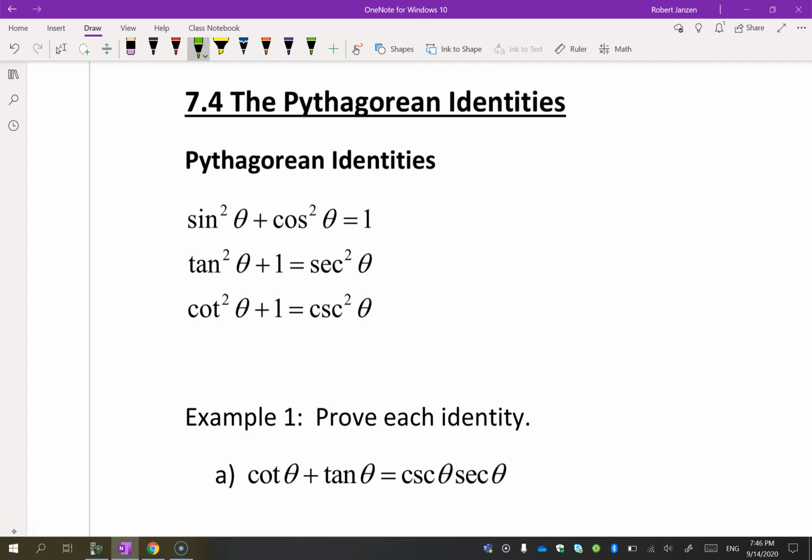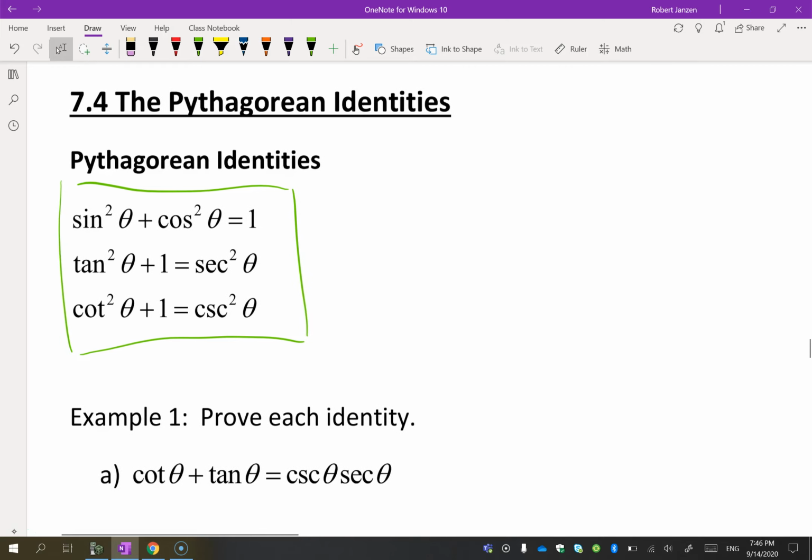So we're going to look at some more identities today. Before we do that, we're going to have to review something called the Pythagorean identities. If you remember last class, we started with some reciprocal identities that you knew. These are also identities that you just have to know. Now, where do they come from?